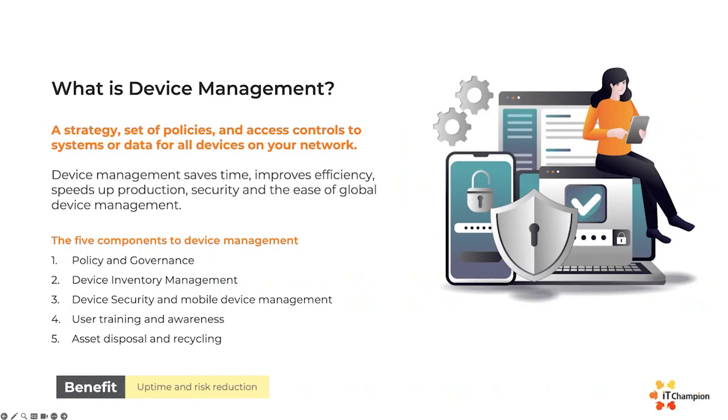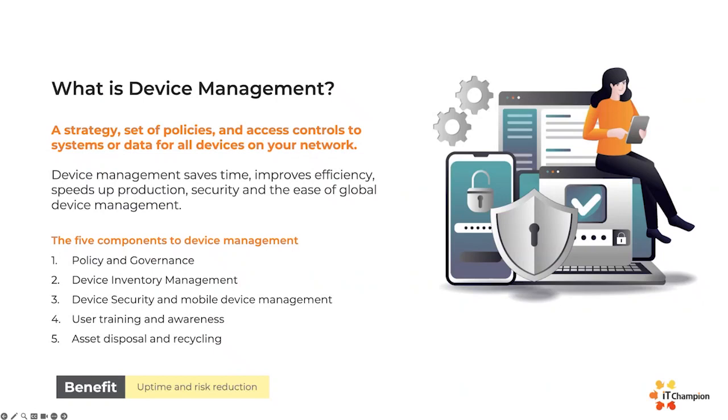So what are our top 5 key components for device management? So the first is policy and governance, which means it establishes clear policies and governance procedures essential to ensure that the devices are being used securely and in compliance with relevant regulations. This includes policies around device usage, acceptable use, security protocols, and data compliance requirements.